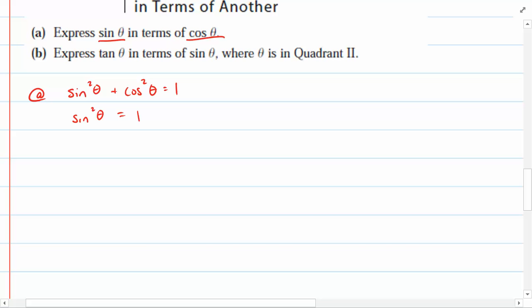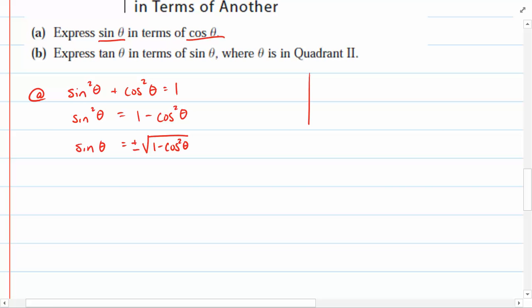And that would look like this, 1 minus cosine squared of theta. Then, in order to get sine by itself, we will take the square root of both sides. Sine of theta, therefore, is equal to the square root of 1 minus cosine squared of theta. Now, don't forget that the plus and minus sign must be included here. So sometimes sine of theta is equal to a positive square root of 1 minus cosine squared of theta, whereas sometimes sine of theta is equal to the opposite of the square root of 1 minus cosine squared of theta.